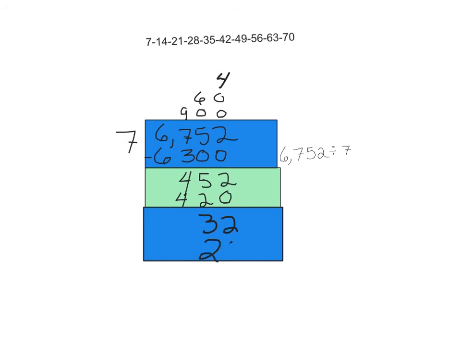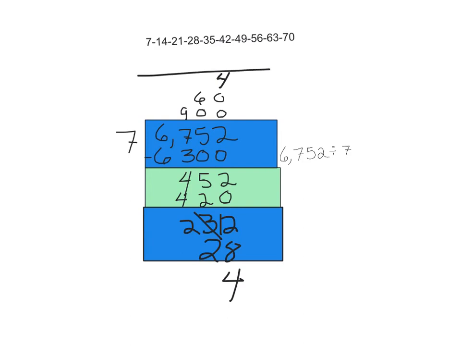This time I do have trouble coming because I cannot take 2 and subtract 8 from it. So I'm going to borrow from this 3, turn that 3 into a 2, turn this 2 into 12, and now I can subtract. 12 minus 8 is going to give me 4 right here. And then 2 minus 2 zeros out, so I don't have to worry about that. 4 is smaller than 7, so it is my remainder.